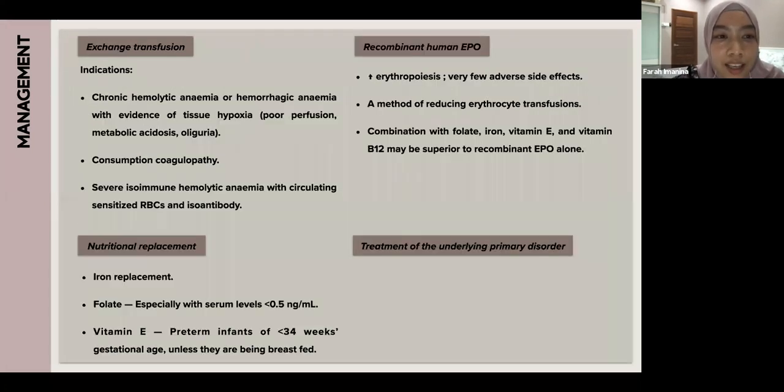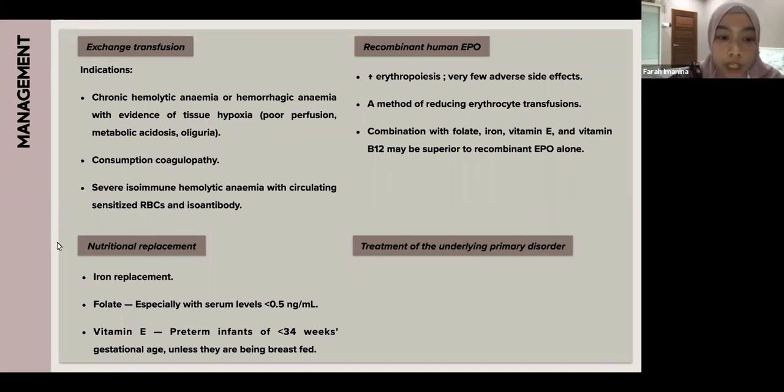Another thing that we can give in patients, similar to what the previous presenter said, is exchange transfusion. For the indication, in cases of chronic hemolytic anemia or hemorrhage that have tissue hypoxia, in cases of consumption coagulopathy, or in cases of severe isoimmune hemolytic anemia, we can do exchange transfusion.